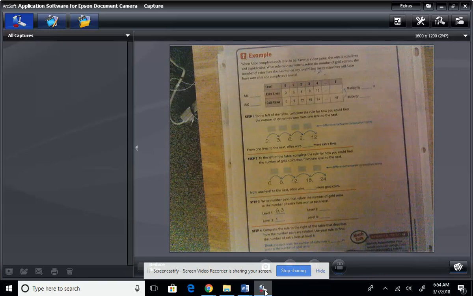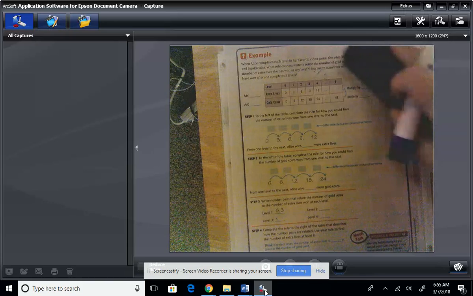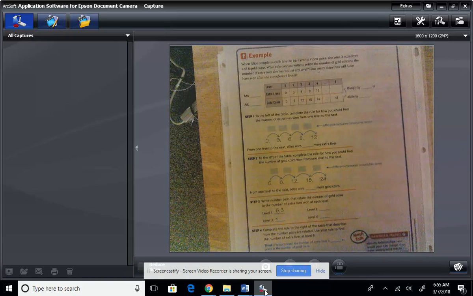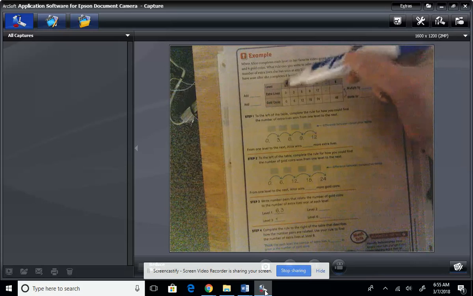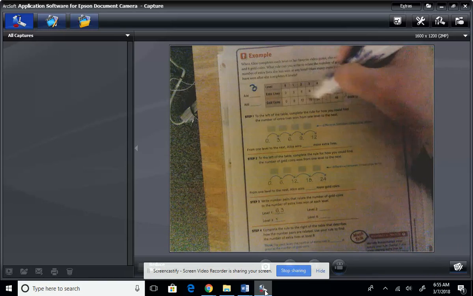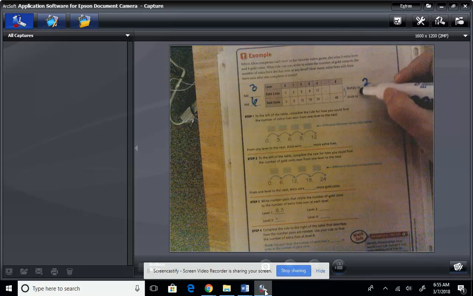All right. When Alice completes each level of her favorite video game, she wins 3 extra lives and 6 gold coins. What's the rule that you can write to relate the number of gold coins to the number of extra lives she wins in the level? How many extra lives will she win after 8 levels? Okay, so what's our rule every time? Here we're adding 3, and here we're adding 6. So from here to here, we have to multiply by 2 or divide by 2.